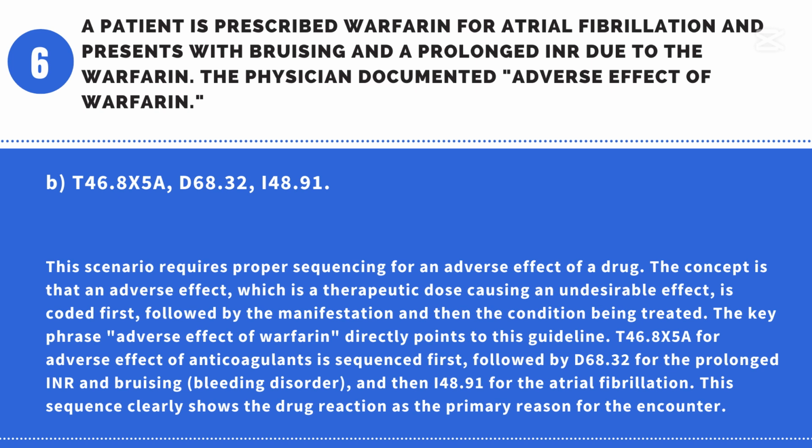T46.8x5A for adverse effect of anticoagulants is sequenced first, followed by D68.32 for the prolonged INR and bruising, bleeding disorder, and then I48.91 for the atrial fibrillation. This sequence clearly shows the drug reaction as the primary reason for the encounter.